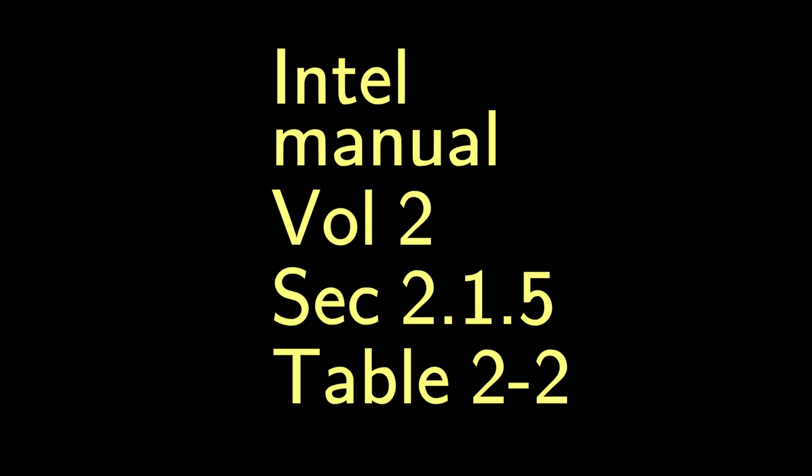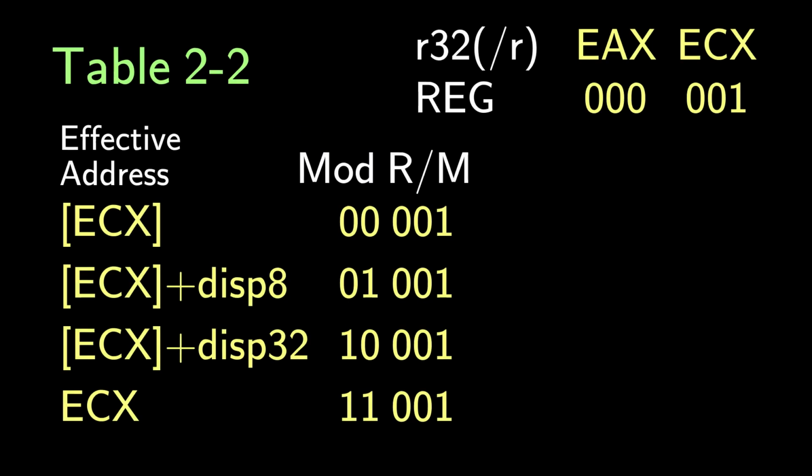I'm looking at the Intel Manual, Volume 2, Section 2.1.5. Table 2.2 contains 32-bit addressing forms. We look up this operand bracket ECX in the leftmost column of Table 2.2 and find that bracket ECX has mod field bits 00 and RM field bits 001.